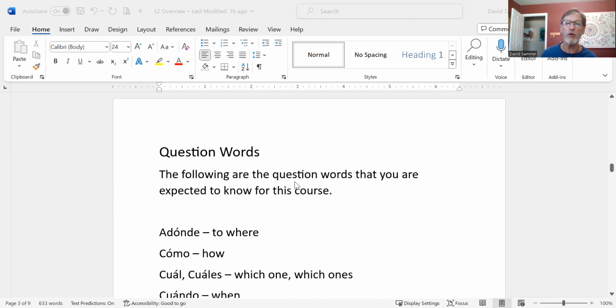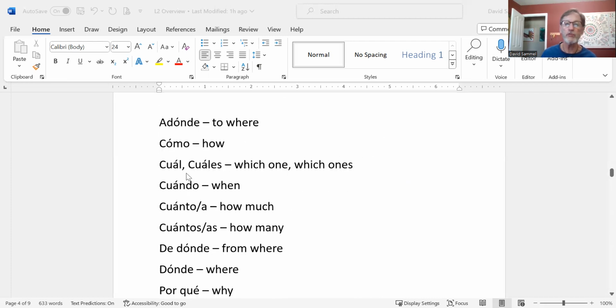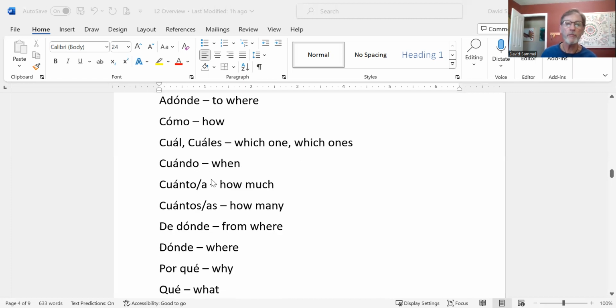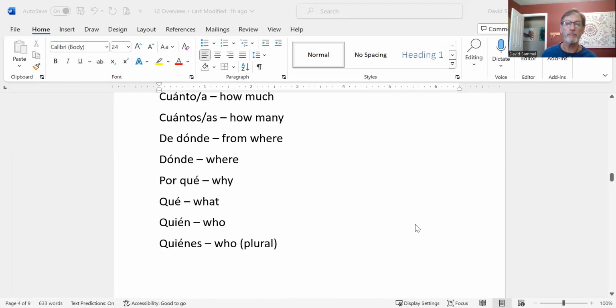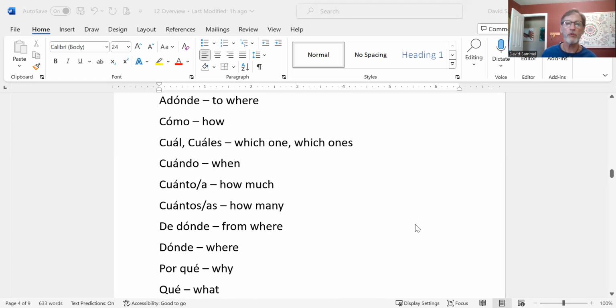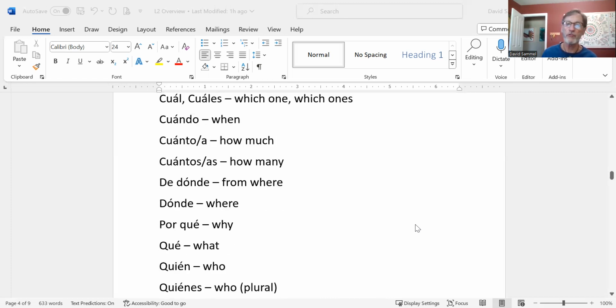And the next thing we need to know are question words. I'm not going to go through them all right now. The following are the question words that you are expected to know for this course. You ought to be able to at least recognize them, okay, when you see them in writing. And that way you can look them up if you need to. But here they are, and I'm just going to go through them slowly, and you can come back and look at them again if you want to. You can repeat this video. So there's quite a few of them, and they are good question words for us to know.